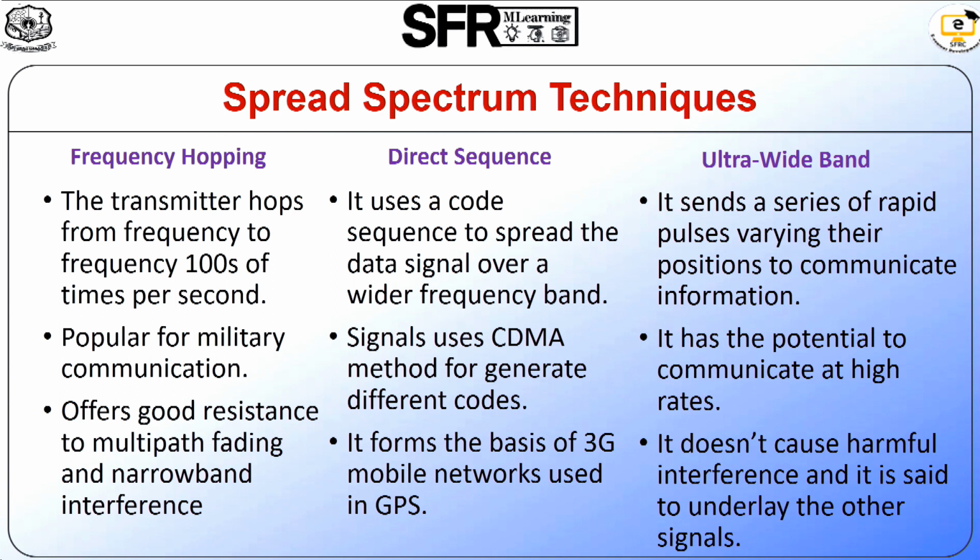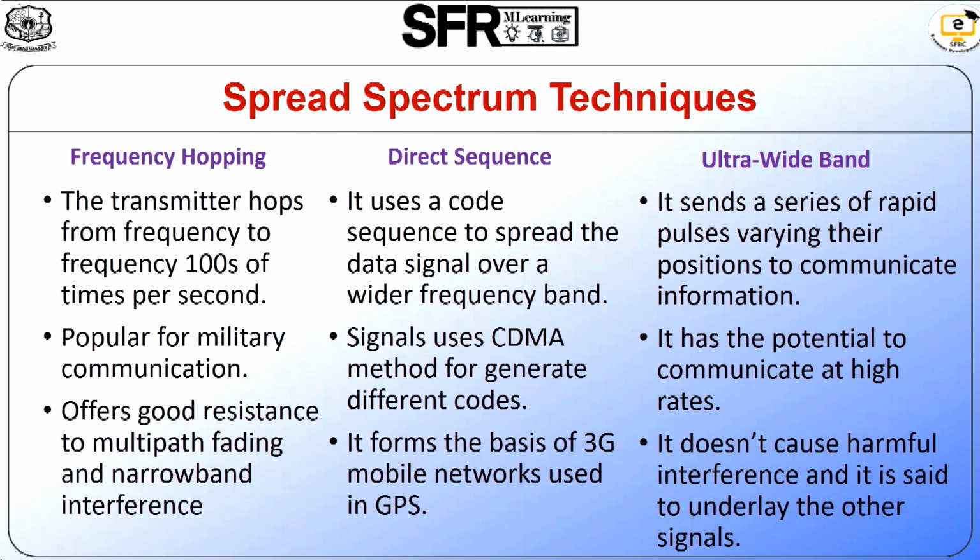Okay, first one, frequency hopping spectrum. In this technique, the transmitter hops from frequency to frequency hundreds of times per second. So, it is popular for military communications because the transmission is hard to detect and also impossible to jam. It also offers good resistance to multipath fading and narrowband interference because the receiver will not be stuck on an impaired frequency shutting down communications.